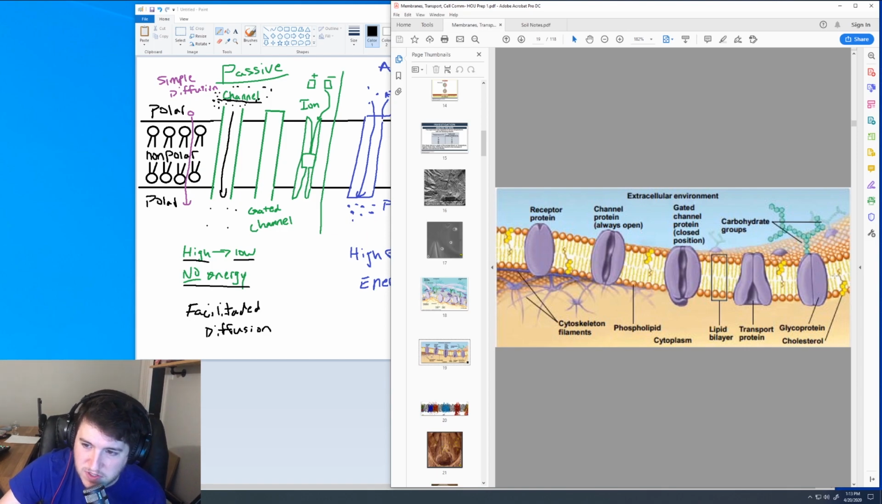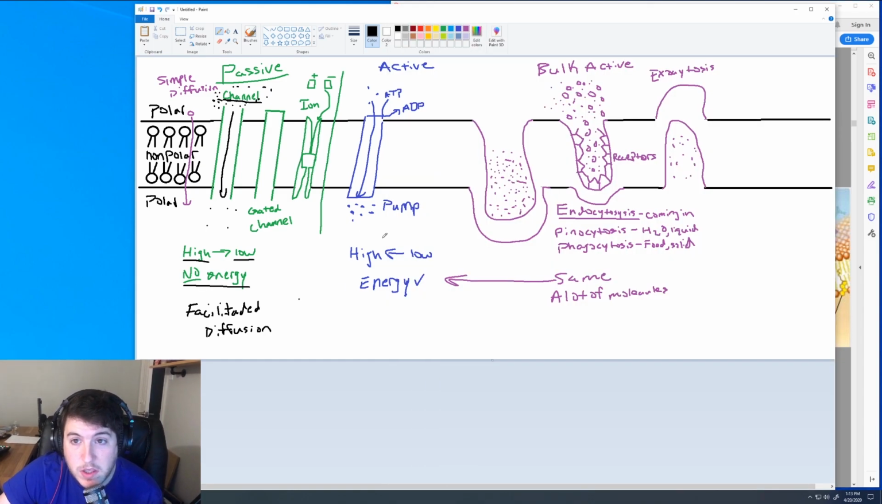These proteins are sort of acting like bouncers at the club, right? They're keeping out the things that they don't want in and letting in the things that they do want in. They're being selective, right? Because remember, the whole membrane is selectively permeable. Now, if we continue on, we'll go to active transport.